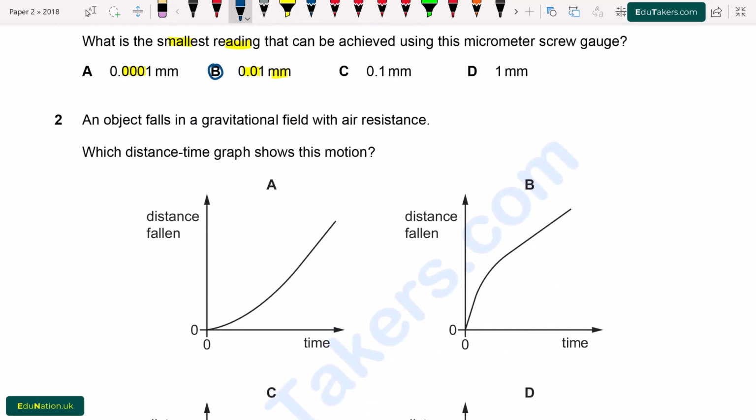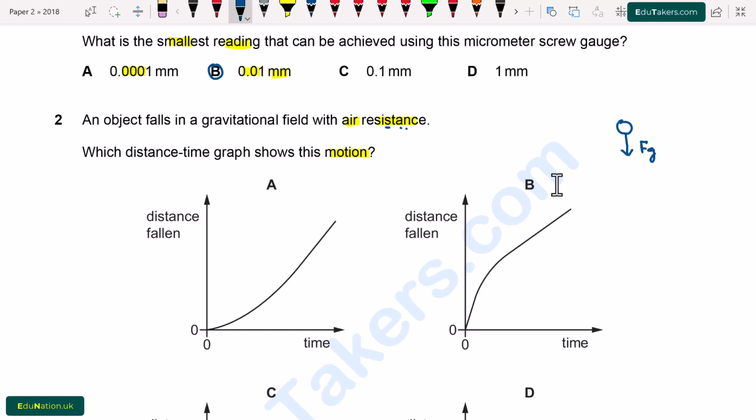Question number 2. An object falls in the gravitational field with air resistance. Which distance time graph shows this motion? So when an object falls through the gravitational field and there is also air resistance, we have to draw the distance time graph. First of all, we know that if we consider this object and it is falling, then the gravitational force acts in the downward direction, due to which the graph should be straight and decreasing.